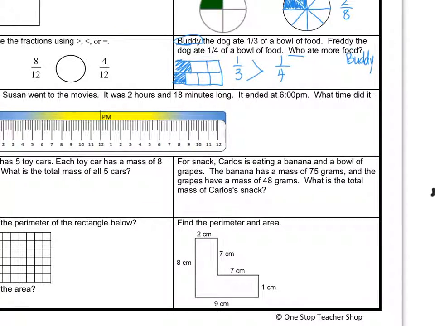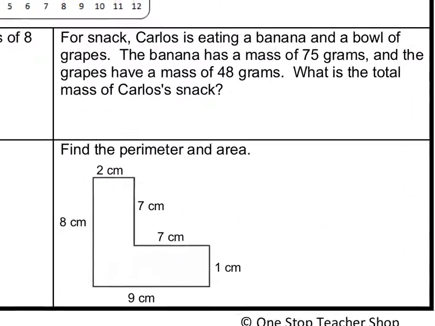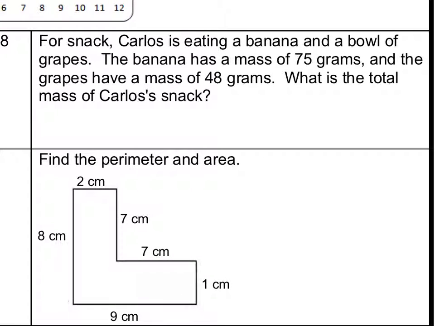Right, we've already done the elapsed time, so we're going to move on to the next one. For snack, Carlos is eating a banana and a bowl of grapes. The banana has a mass of 75 grams, and the grapes have a mass of 48 grams. What is the total mass of Carlos's snack? Total means we need to put it all together. So we're going to do 75 grams plus 48 grams.